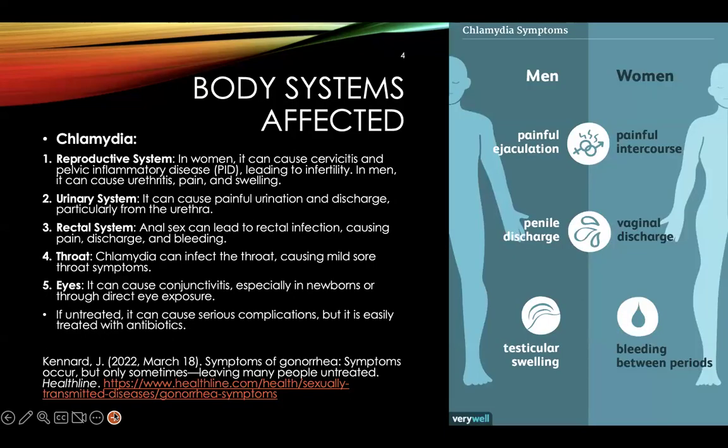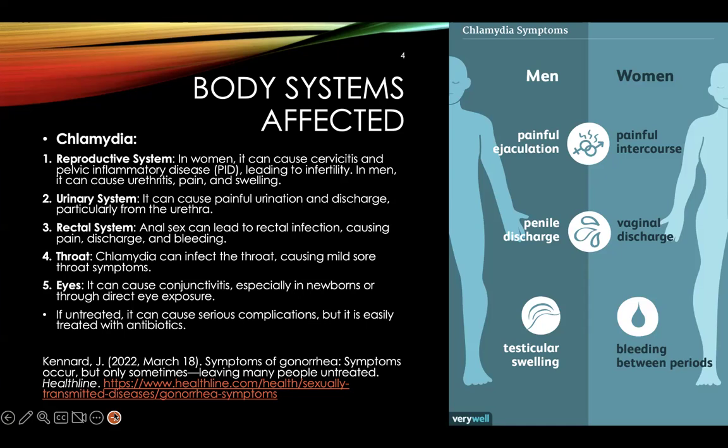Continuing to the body systems that are affected by these two microorganisms. Chlamydia affects mainly the reproductive system. In women, it can cause cervicitis and pelvic inflammatory disease, also called PID, which can lead to infertility. In men, it can cause urethritis, pain, and swelling. Another body system affected by chlamydia is the urinary system, where it can cause painful urination and discharge, particularly from the urethra.